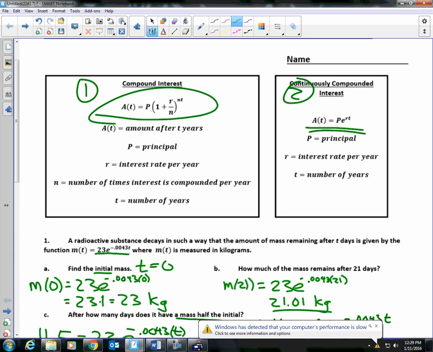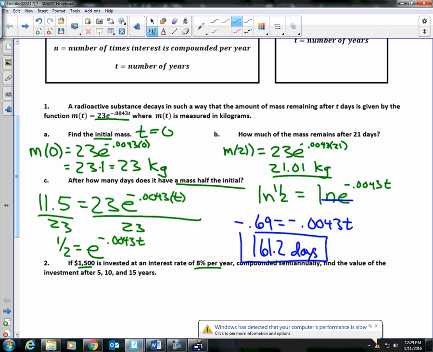But when I invest money in the bank, let's say you get a CD, chances are it's going to compound interest, most likely once every 3 years. That's often how they do a 3-year CD, 5-year CD, something like that. And so if it's a very specific number, then you choose to use this formula. As you can see, a radioactive substance decays continuously, so it has e in it.